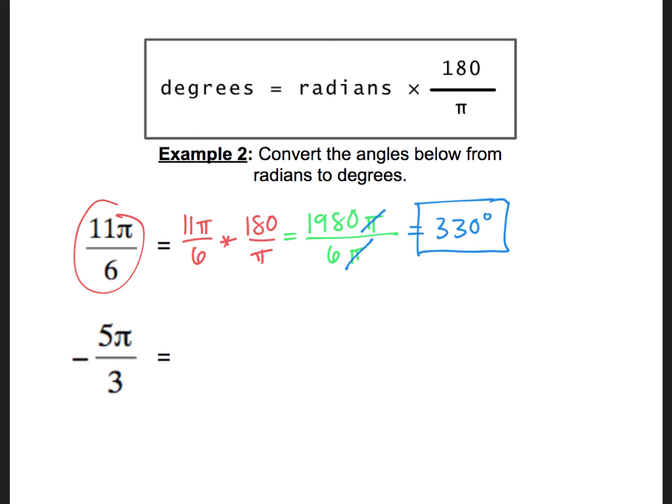For my next one, we have negative 5 pi over 3. So again, I'm going to take whatever I start with. I'm going to multiply it by 180 divided by pi. Negative 5 times 180 gives me negative 900. And then don't forget that pi divided by 3 pi. Again, at this point, our pi's cancel because we have one on top and one on the bottom. You're going to do negative 900 divided by 3, and you get negative 300 as your final answer.